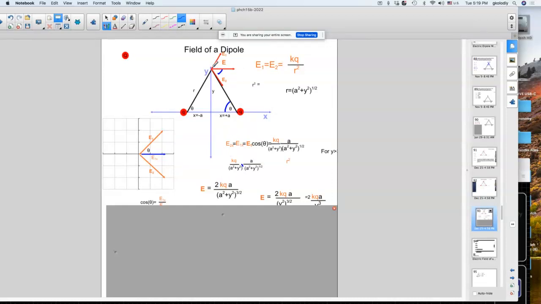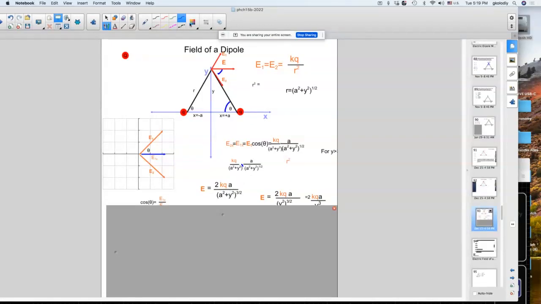So the total electric field, in other words the length of this vector, is given by that equation. Here's the interesting thing about it. It's got A here, and Y, which is the distance over here, in the numerator. So as we go further away, A stays the same, but Y gets bigger. So what happens if we're very far away?